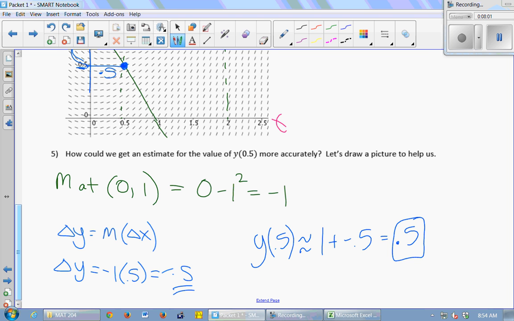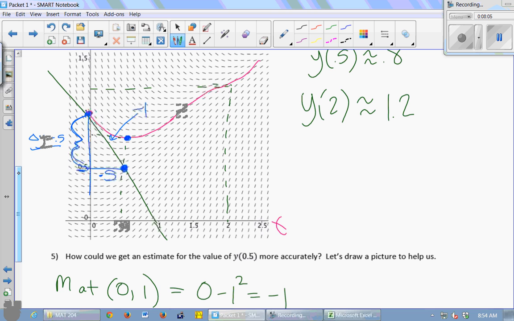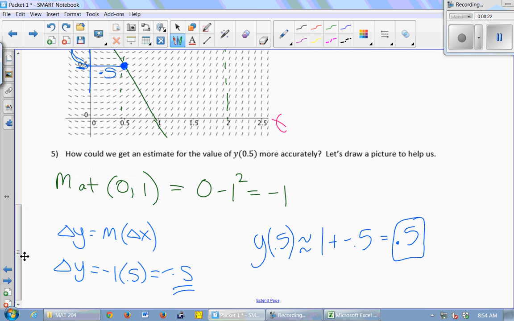Now, if I had used a step size smaller than 0.5, if my delta x were really tiny, like 0.1, I probably would have had a much better approximation, right? But the further away you get from the point of tangency, the bigger the error gets. So we're going to use 0.5 for now, but use smaller step size, less error.